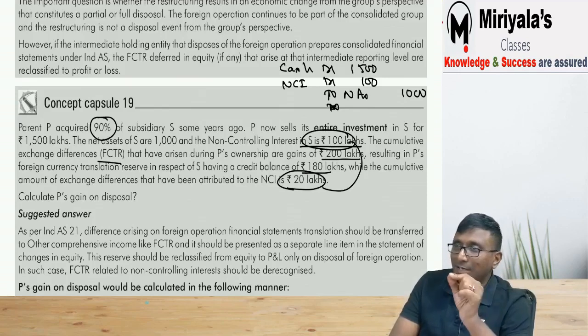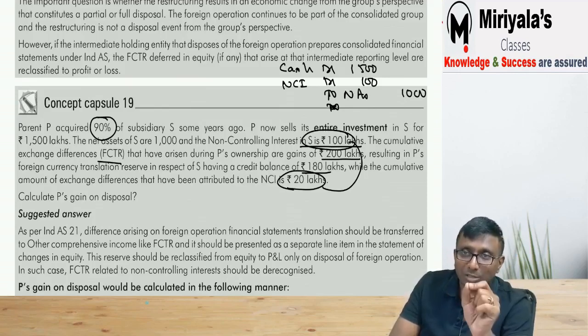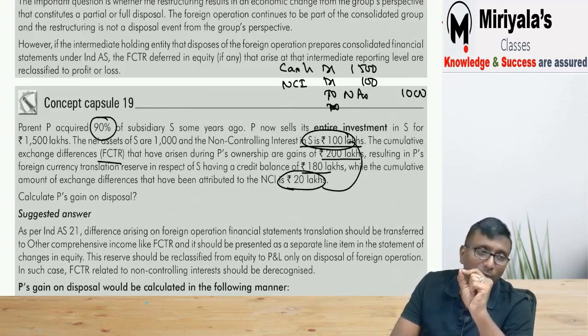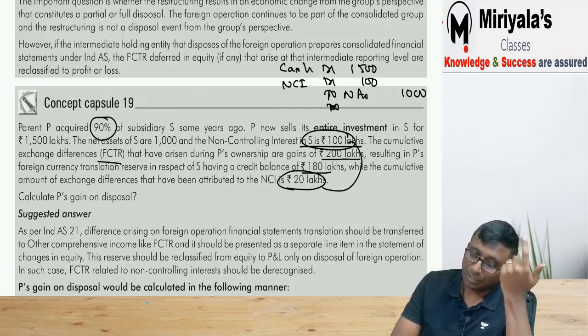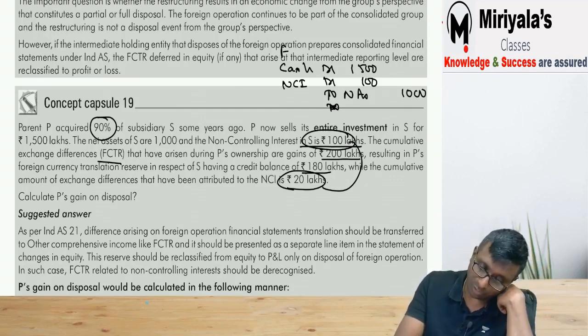In NCI we will never say this amount is reserve, this amount is capital. The NCI number is only clubbed. Everything you just club it and put it as one number. Correct? So are you supposed to remove FCTR also or not? So FCTR account also debit. How much debit FCTR?